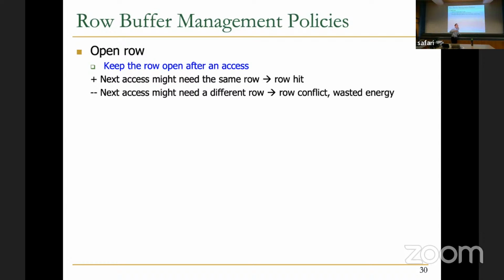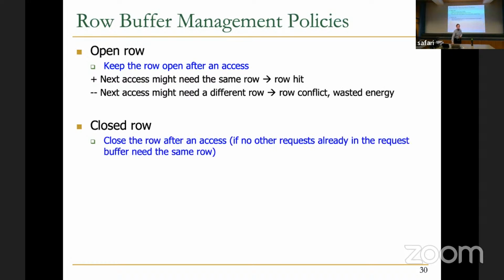If the next access to the same bank is already in the request buffer, you can actually look at it and basically keep the row open. So basically, you can make this a bit smarter. Closed row, in a reasonable implementation, you close the row after an access, assuming there are no other requests already in the request buffer that need the same row. So basically, you do a little bit smart closed row.